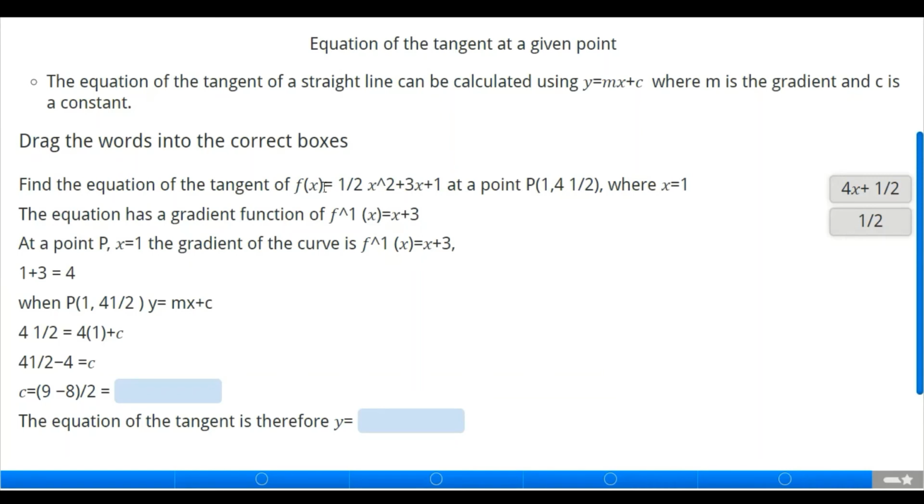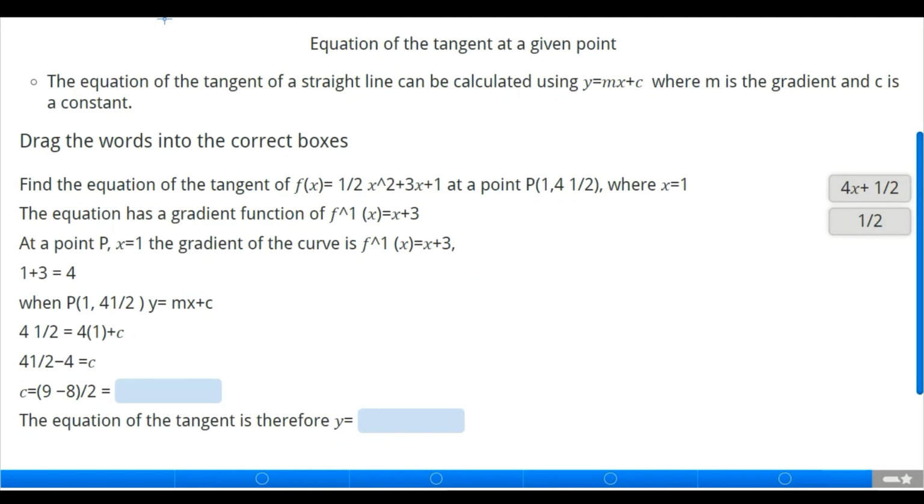Equations of the tangent of a straight line can be calculated using what? We have y equals mx plus c, where m is the gradient and c is the constant. Okay.